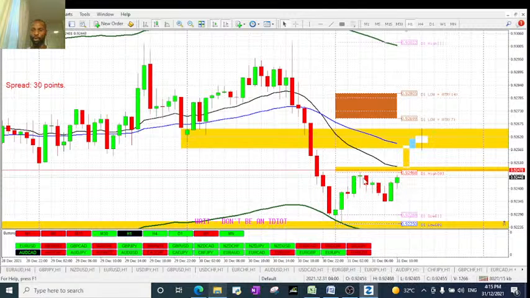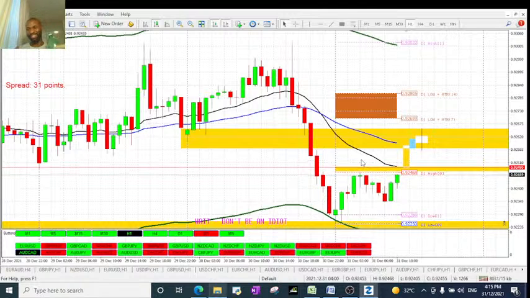But people who are short somewhere here, imagine how much heat they are feeling now. You took short, price came down, pulled back, entered short, hoping that the price will continue to go down. Now you have this green candle, and most people anyway put their stop loss somewhere here. Imagine how much heat they will be feeling.